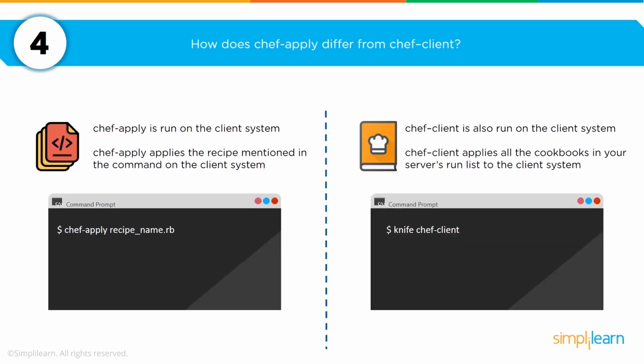A question you'll get around Chef is, how does Chef Apply differ from Chef Client? Fundamentally, the difference between them is that Chef Apply will validate the recipe that you're working on, whereas Chef Client looks to apply and validate the entire cookbook that's run in your server environment. So one is focused on the recipe and the other is focused on the entire cookbook.